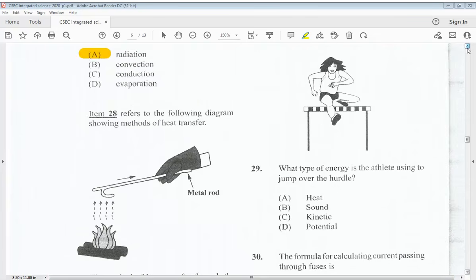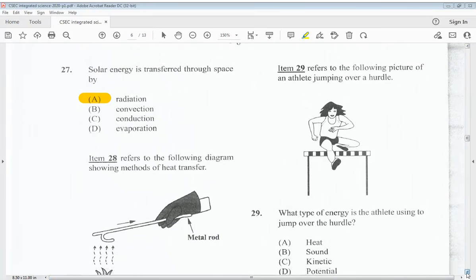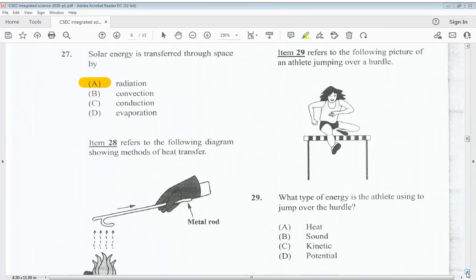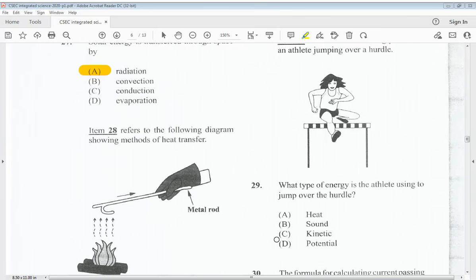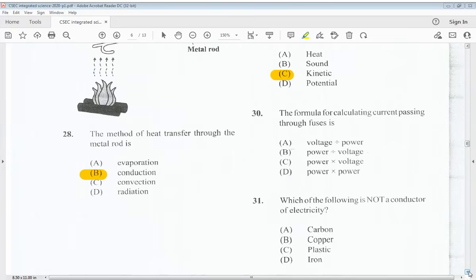Let's go to 29. So here is another image, a picture of an athlete jumping over a hurdle. So what type of energy is the athlete using to jump over the hurdle? So we know that is C, kinetic. Let's go to 30.